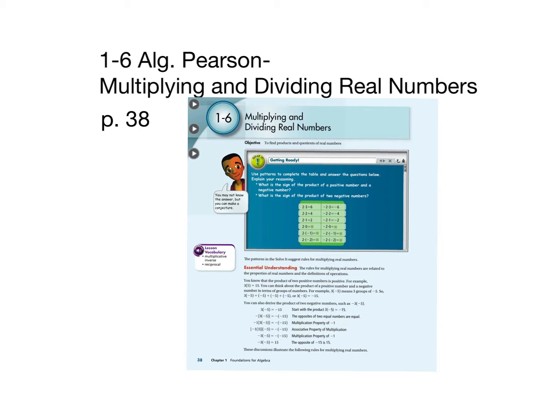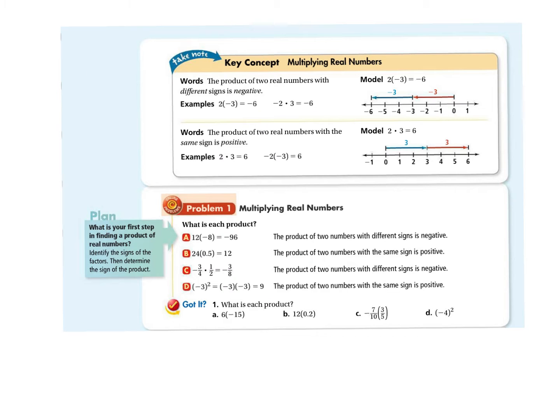Lesson 1.6 is on multiplying and dividing real numbers. It starts on page 38, but we're actually going to skip over and start on page 39. Top of page 39 talks about multiplying real numbers.